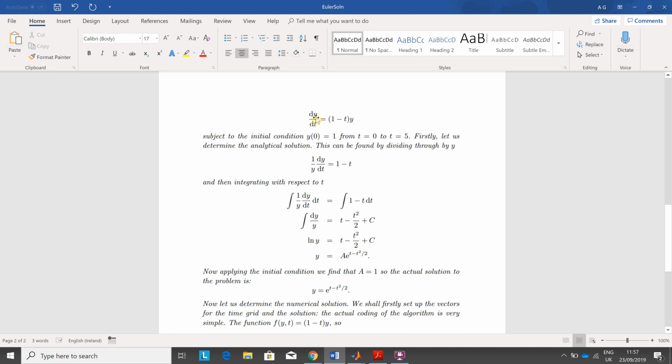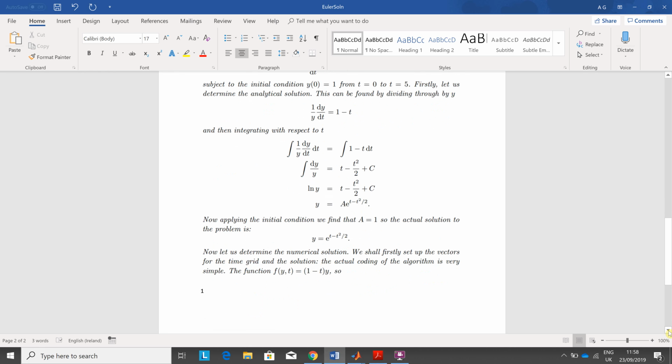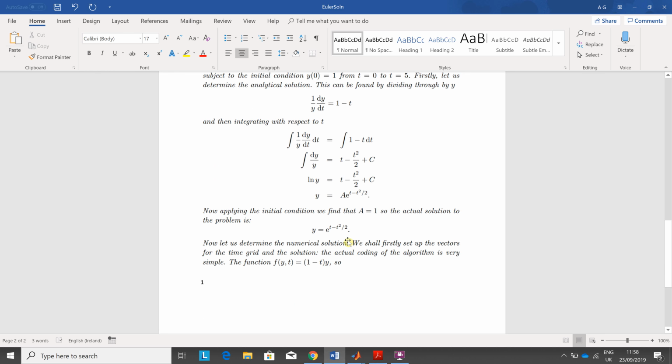We're going to look at this example. We're going to solve this: dy/dt is 1 minus t times y. If we go through it step by step, the exact solution is given here: y equals e to the t minus t squared over 2. And we're going to compare that with the approximate method that we're going to do in Matlab.